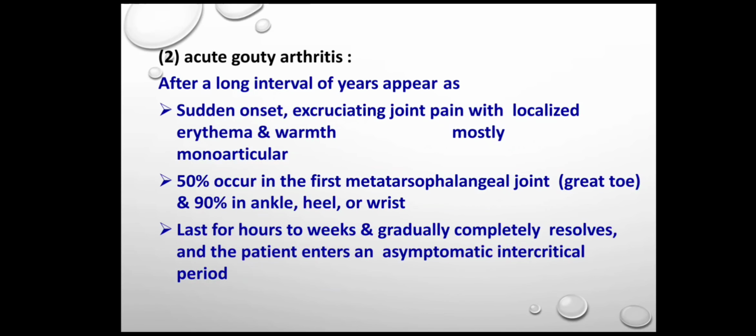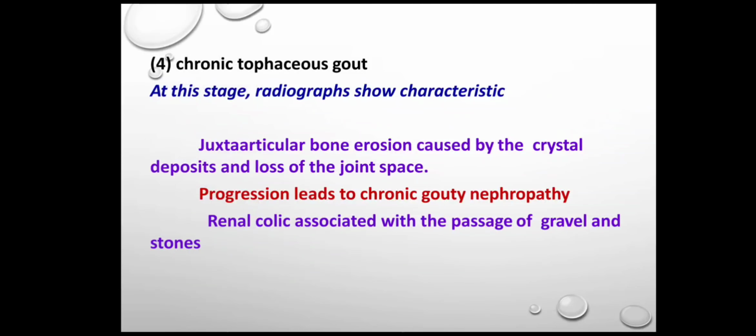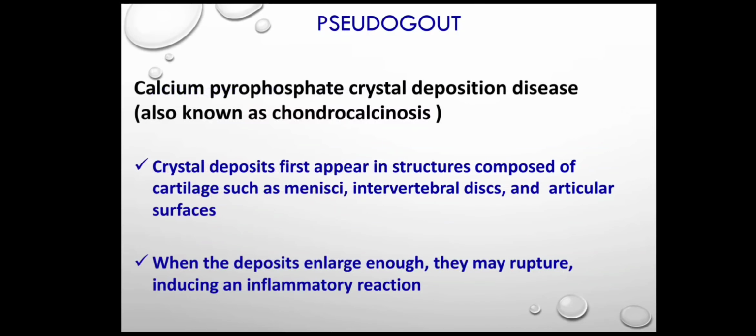So this says the same thing, that acute gouty arthritis is sudden onset, excruciating joint pain will be there. Mostly it will be monoarticular. Mostly it will be the first metatarsophalangeal joint, and 90% it involves ankle, heel and wrist. Lasts for hours to weeks. And chronic gout will show articular bone erosion caused by crystal deposit and loss of joint space. It can also lead to chronic gouty nephropathy. Renal colic can also be present.